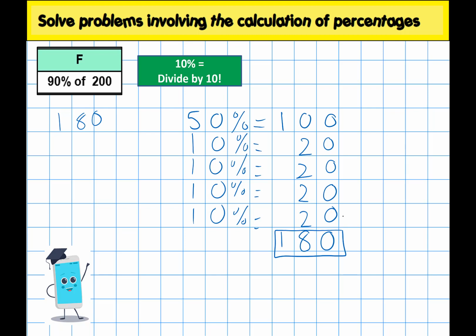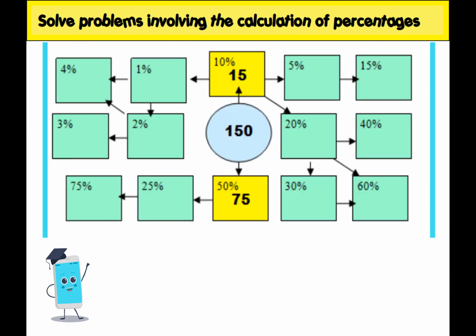So think about just those, how to find 10%, how to find 50%, 25%, 75%. All of those can help you to find other percentages if you just know those ones off by heart. For this activity, we are looking specifically at how knowing 10% and 50% can help you find any other percentage. And then we're going to answer some questions.